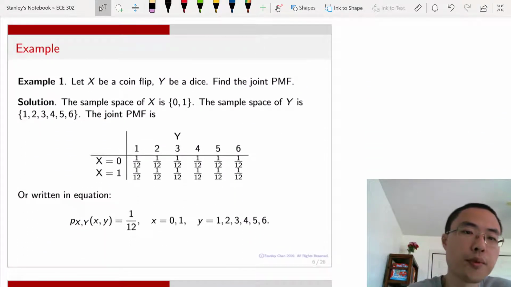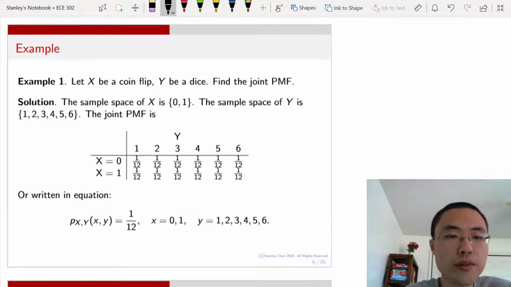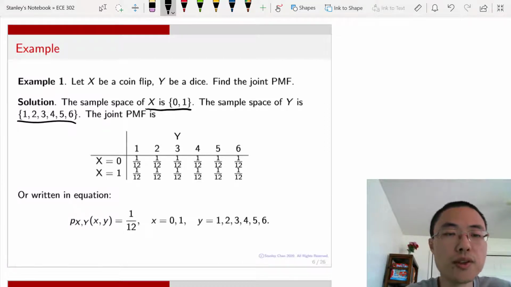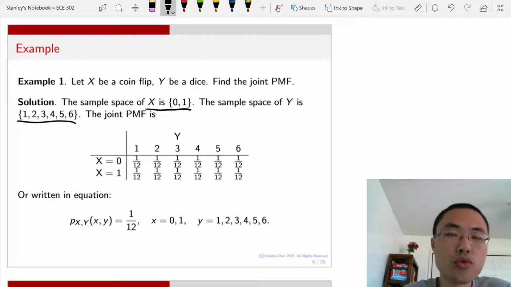And let's look at an example just to make sure that you understand what it means. Suppose we have a coin, and then we want to flip the coin, and then we have a dice, we call it y, the coin is x, and then we want to find the joint PMF. So imagine that this is a fair coin, it's a fair dice, then the sample space of x will just be 0 and 1, the sample space of y will be 1 through 6. That's trivial, right?